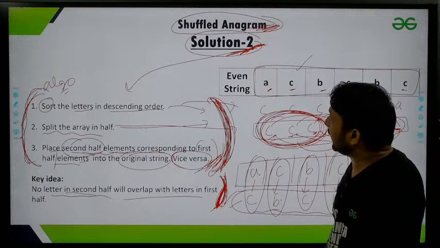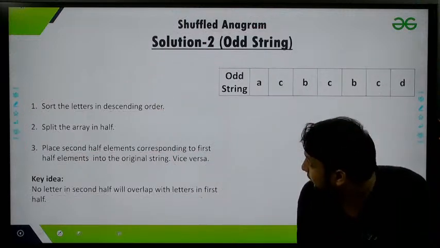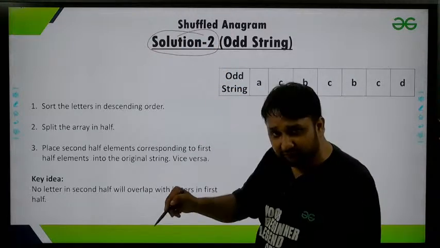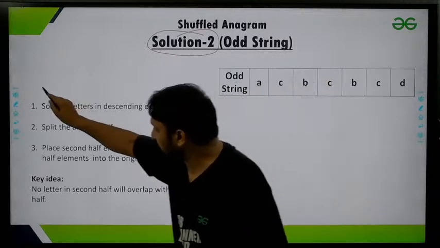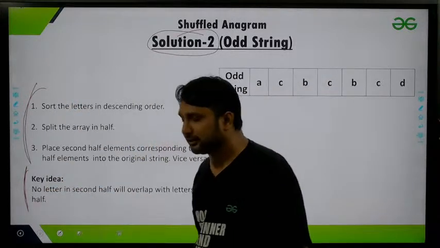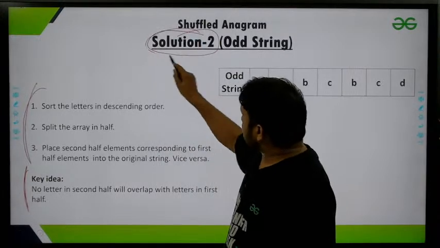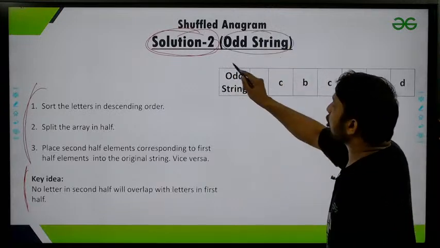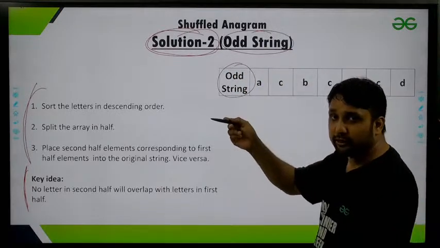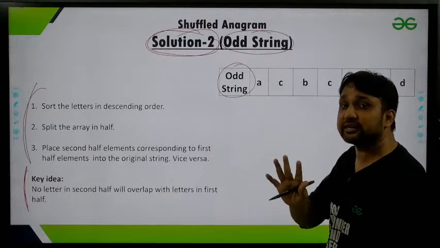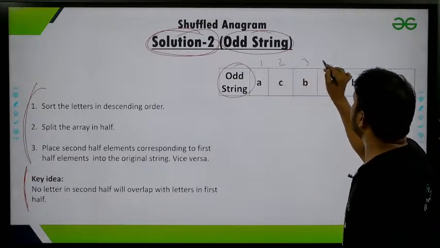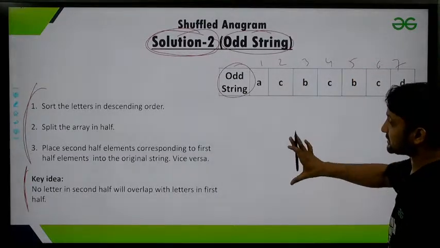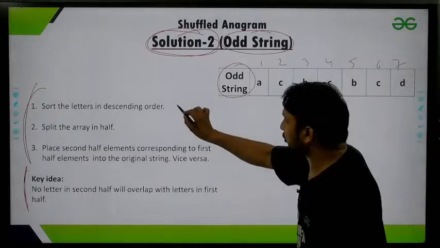Okay, let me take one more example. Now, in the previous one, I was working on the second solution itself. The same algorithm I'm using, the same key point is here. Same solution, but I have changed the input. Now the input string is of odd length. Earlier you may have noted the string was of even length, 6 characters. Here we have 1, 2, 3, 4, 5, 6, 7. We have 7 characters. See how this algorithm will work for 7 characters. Let me apply all the steps.